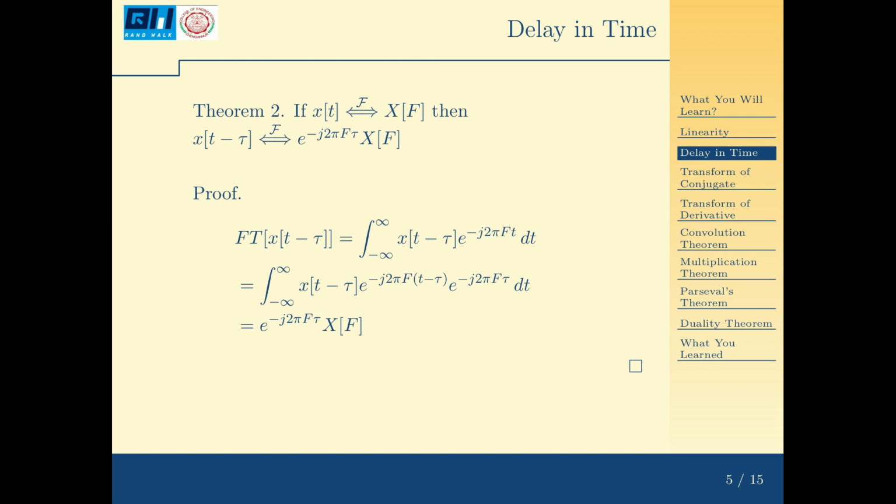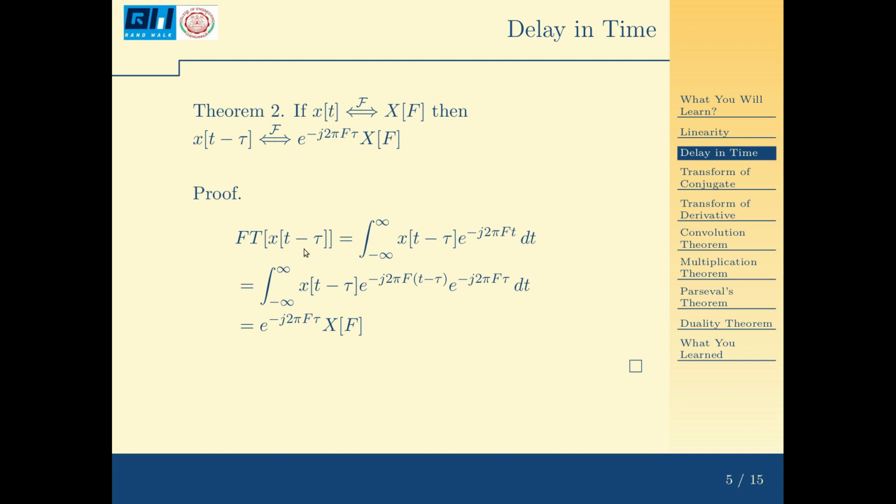Then the delay in time. If the Fourier transform of x(t) is X(f), then if x is delayed by tau units, say x(t minus tau), that has a Fourier transform of e raised to minus j 2 pi f tau times X(f). So what will happen to the Fourier transform if the signal is delayed by tau units? Then the Fourier transform is multiplied by e raised to minus j 2 pi f tau. This proof is also very simple.